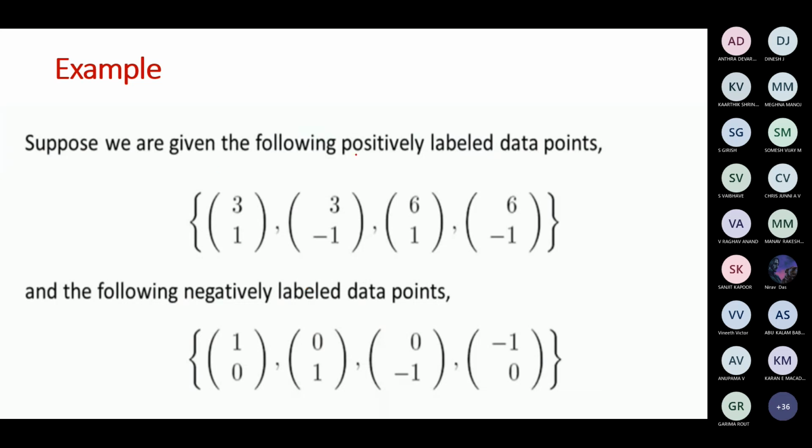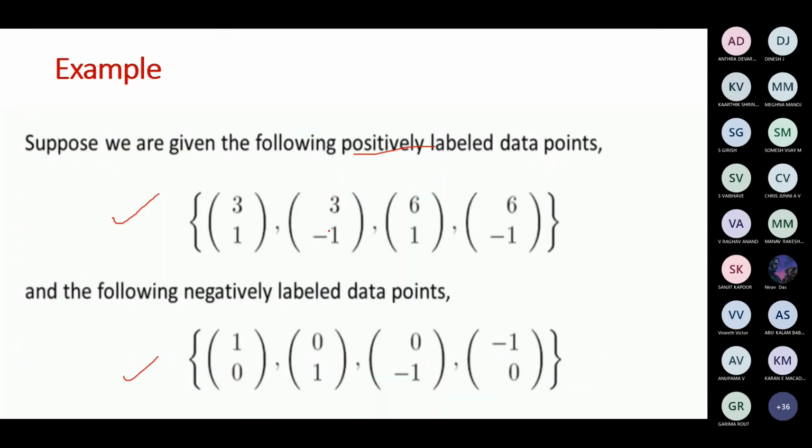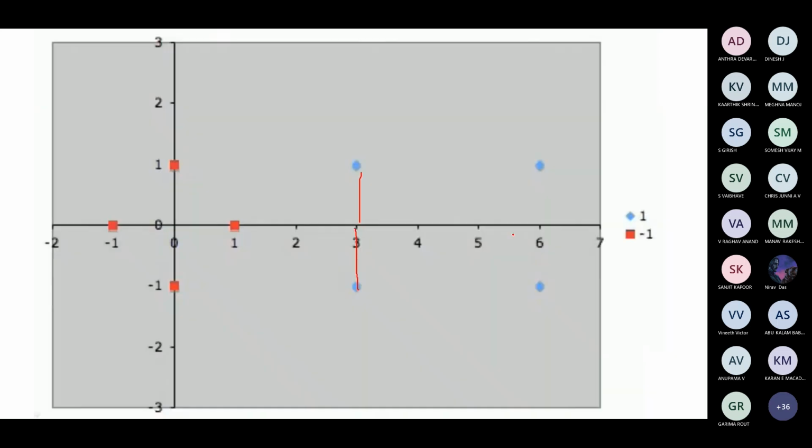Okay, now suppose, students, you have positively labeled data points: (3, 1), (3, -1), (6, 1), (6, -1). Negatively labeled, I have given some points. Now I am plotting this in the graph. So (3, 1), (3, -1), then (6, 1), (6, -1).